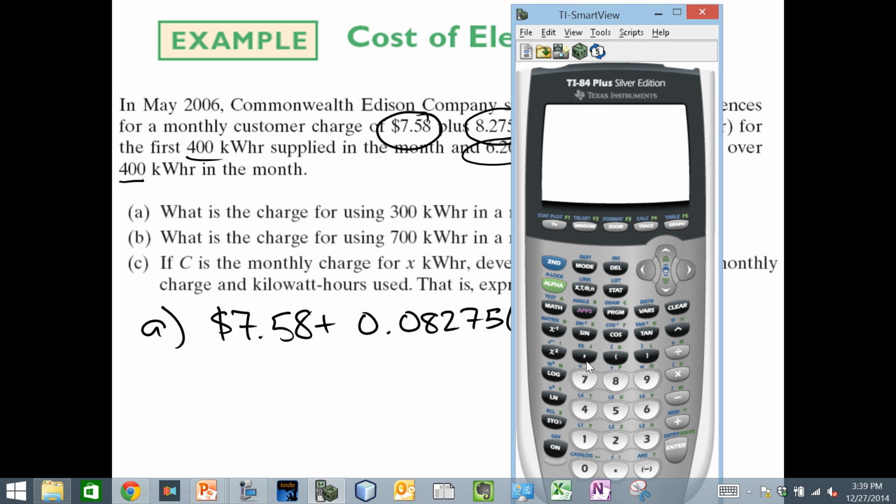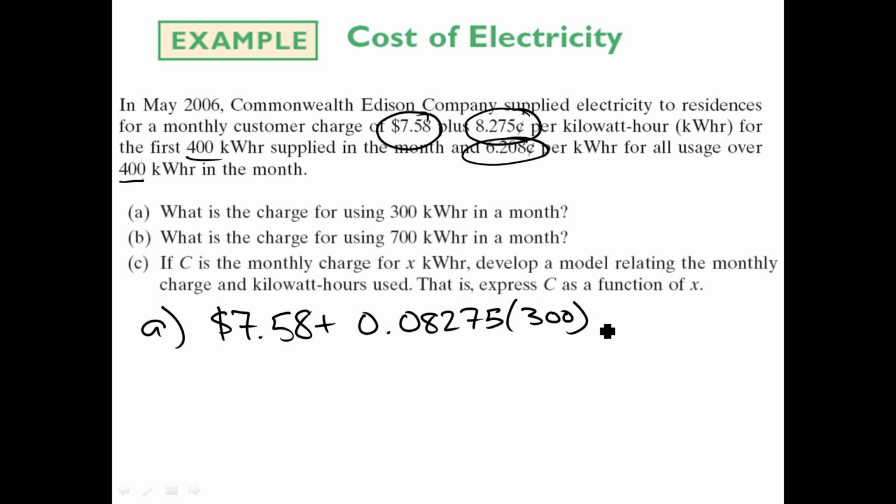So 7.58 plus 0.08275 times the 300, and we get $32.41. We'll round it there because we're dealing with money. All right, how about 700 kilowatt hours in a month?